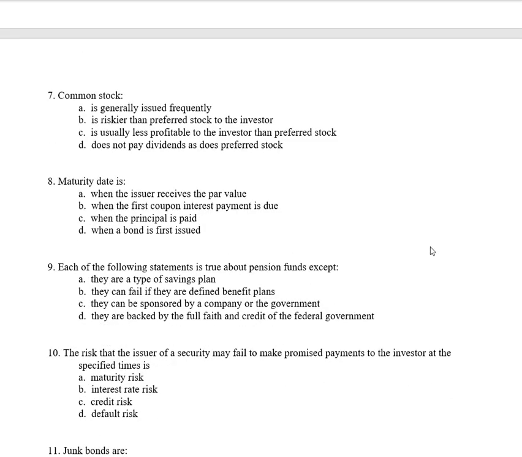All right, moving on to number 7, common stock. The correct answer is B. It's riskier than preferred stock. That is always and everywhere true.